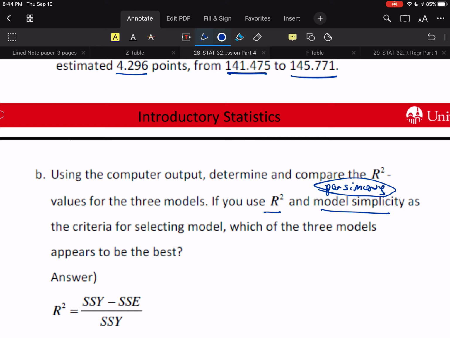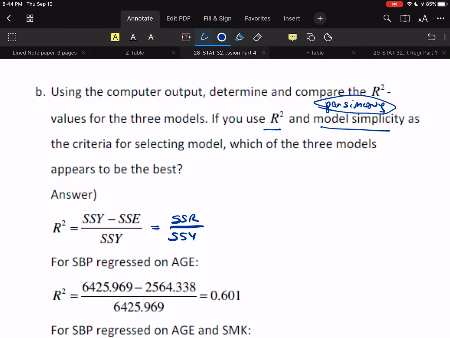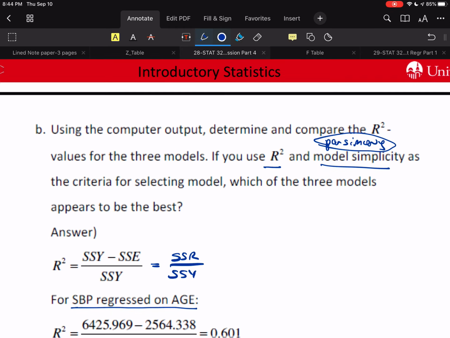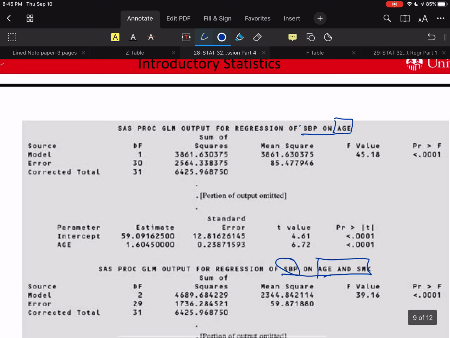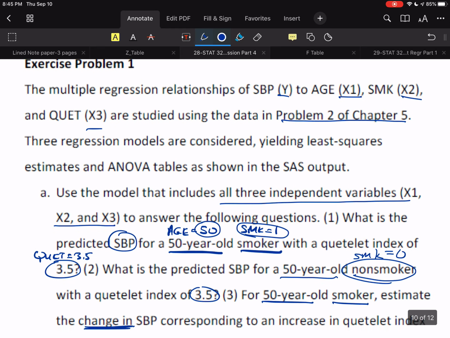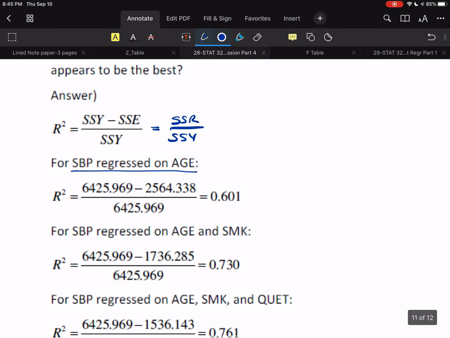So R squared is this. It's also equal, in this case, to SSR divided by SSY. So that's the easiest thing to do. They have calculated it out using the SSY and the SSE. This is age on SBP. So we will scroll up here to age on SBP, and we could just take this value divided by this value, and that looks like a little over half. And let's see what we got. And so, yep, 0.601.